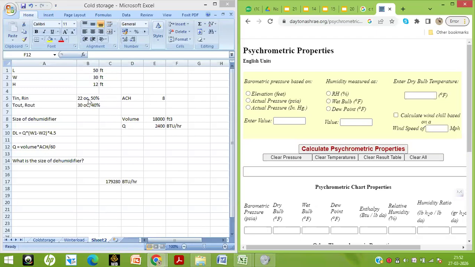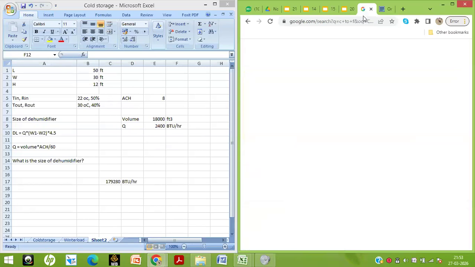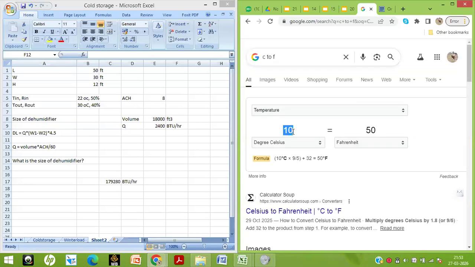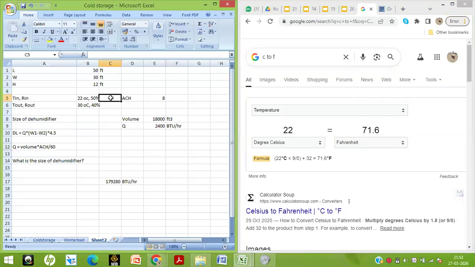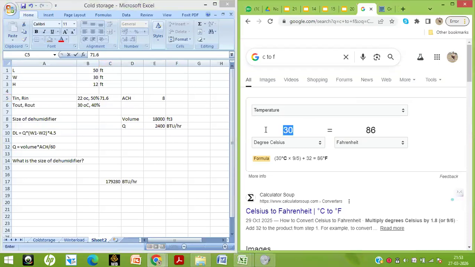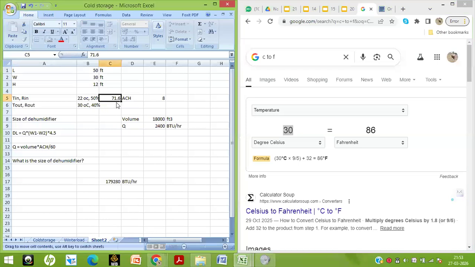At T in and RH in, the temperature and relative humidity will be 22 degrees Celsius and 50% relative humidity. Since the chart is in degrees Fahrenheit, we have to convert: 22 will be 71.6, and 30 will be 86.